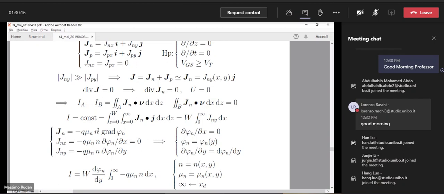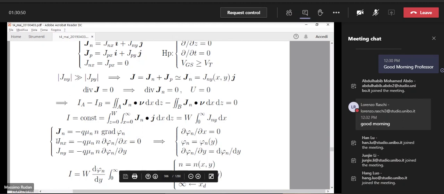That is the component along the y direction, okay? So the component along the y direction is simply J_n,y equal to minus q, the mobility, n times the component of the gradient along y, that is the derivative of phi n with respect to y. This is the expression of J_n,y that we need in the integral.